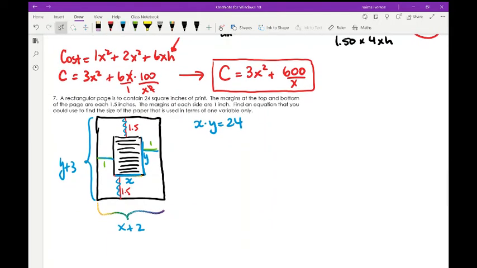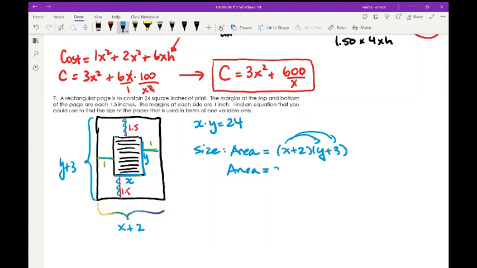Now it says, find an equation that you could use to find the size of the paper that is used in terms of one variable only. The size of the paper is a little bit vague, so let's just do it with area, okay? Area includes length and width, so we can definitely do area. The area of this thing is going to be x plus 2 and y plus 3. So when I expand this thing out, I find it easier to expand out first. So I'm going to get xy plus 3x plus 2y plus 6.